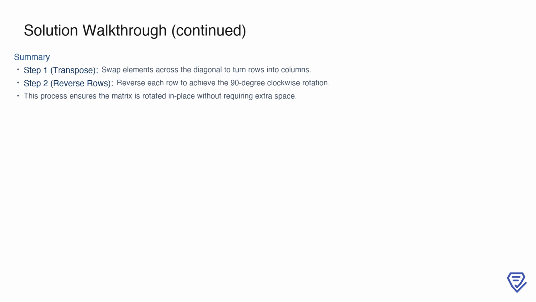To summarize, rotating a matrix 90 degrees clockwise requires two main steps. First, transpose the matrix by swapping elements across its diagonal, turning rows into columns. Second, reverse each row to complete the rotation. This approach works in place, meaning no additional space is needed beyond the input matrix itself. By following these steps, you can efficiently rotate any square matrix.